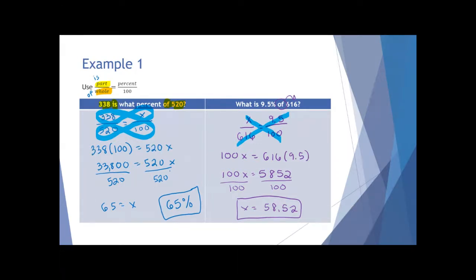Because sometimes you can get percents where they're over 100%, where the big number is on top. And that's usually where people mess up, because they always think that the small number has to be on top, but that's not the case. No. Okay. Are there any other questions? Okay.